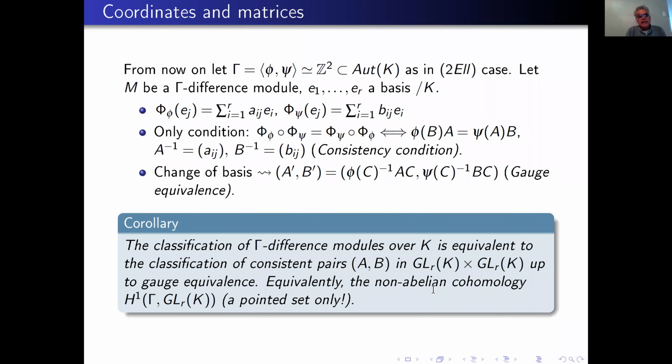But I want to point it out because this leads immediately to the question of what happens when you replace GL_r by another algebraic group G. So in the case of F-isocrystals, this was done already in the 90s by Kottwitz in his paper on F-isocrystals with G-structure. So similarly, there's a whole area here that should be explored, of difference equations with G-structure, that I think is still waiting to be developed.